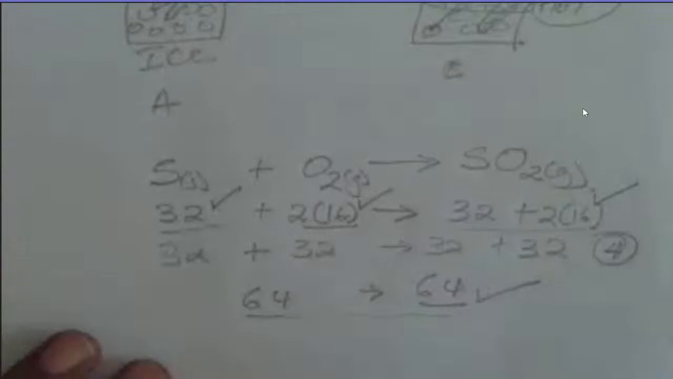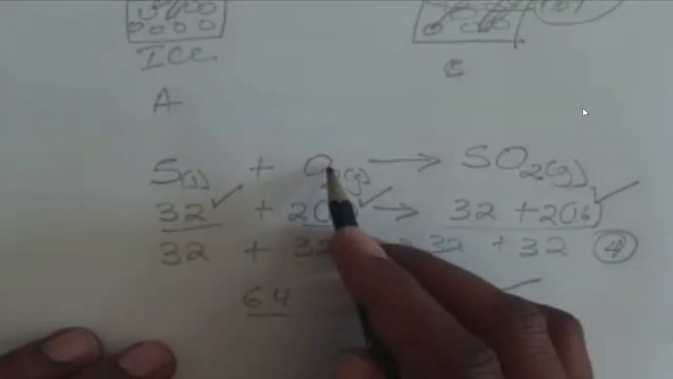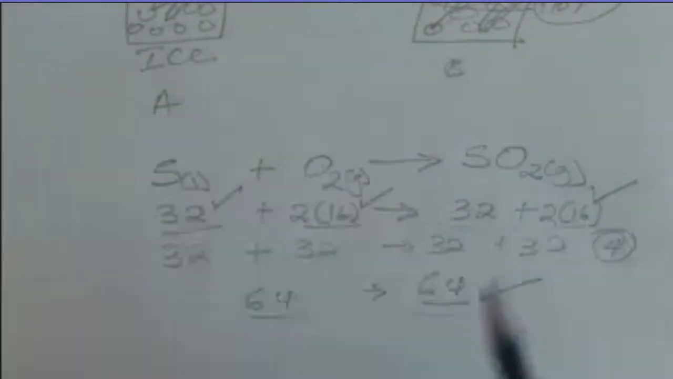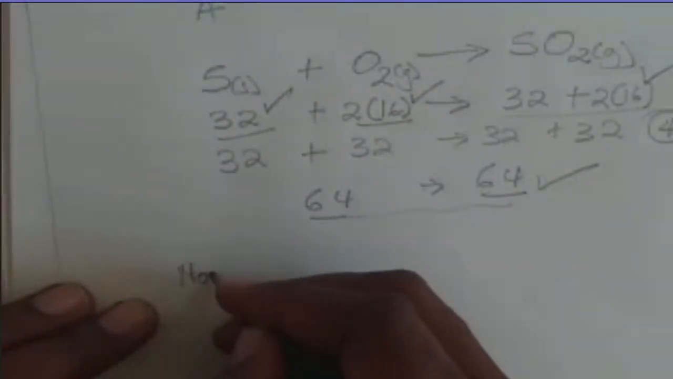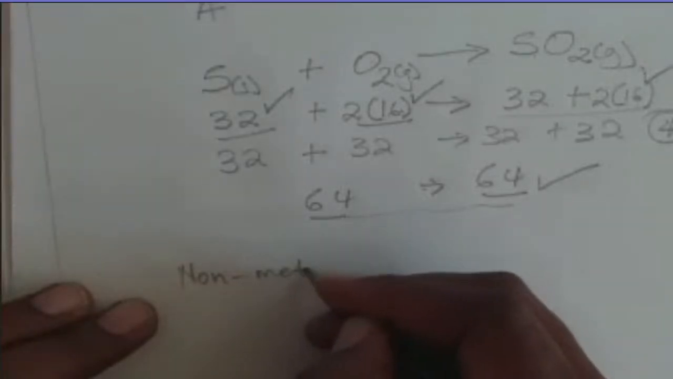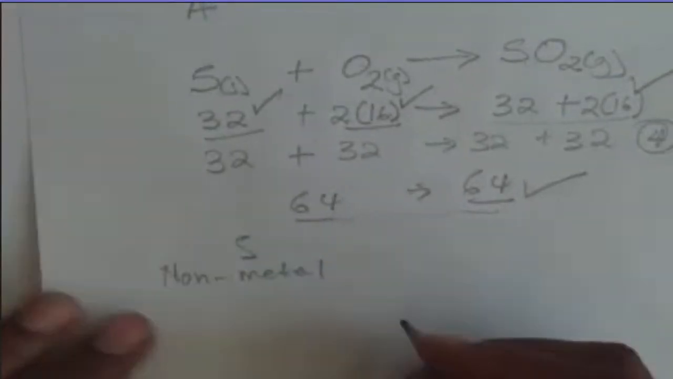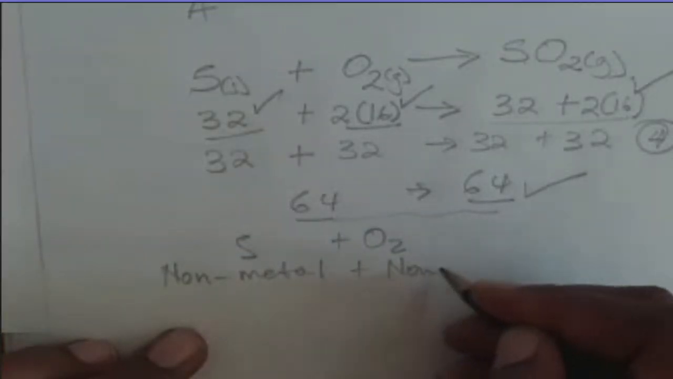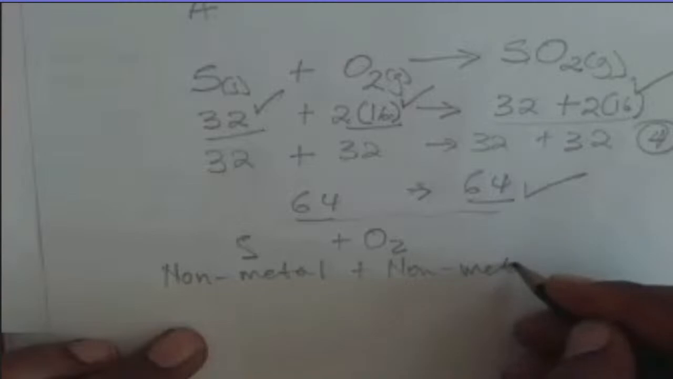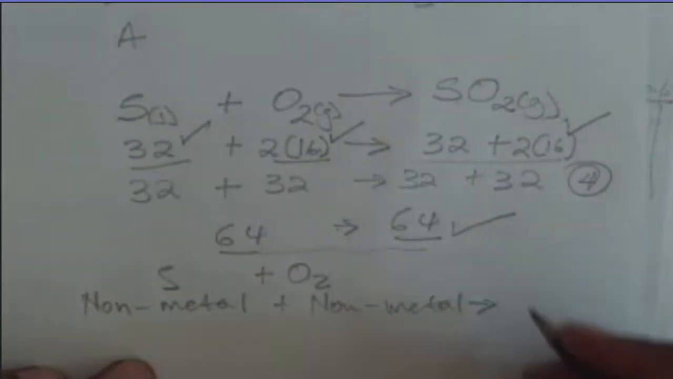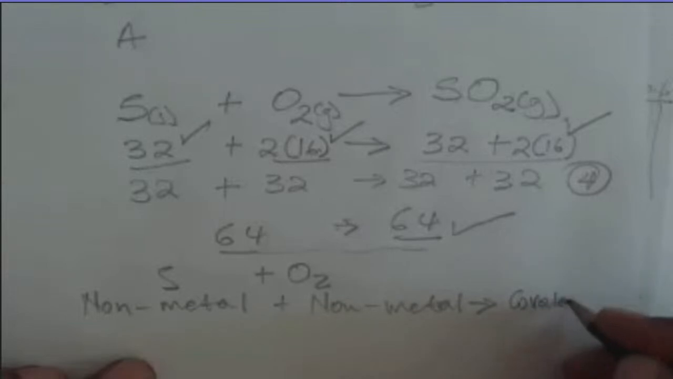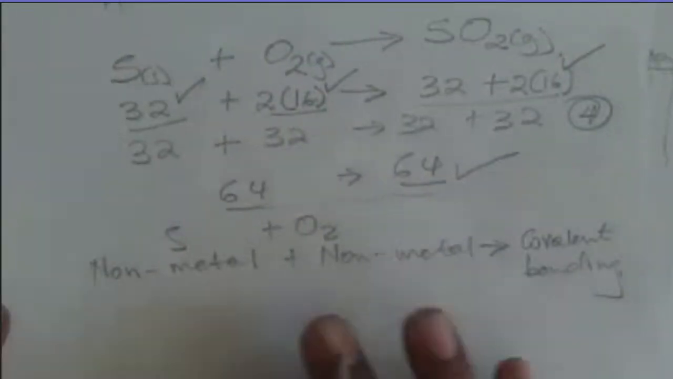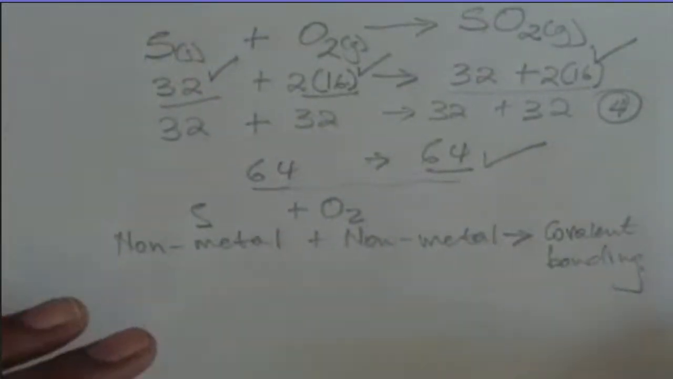So you look at sulfur. Sulfur in a periodic table, is it a metal or non-metal? So meaning if sulfur is a non-metal, which is sulfur together with oxygen is a non-metal. So non-metal and non-metal will give me covalent bonding. Covalent bonding is to share electrons between atoms.